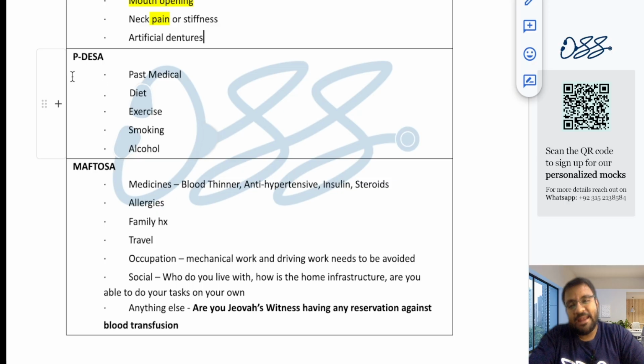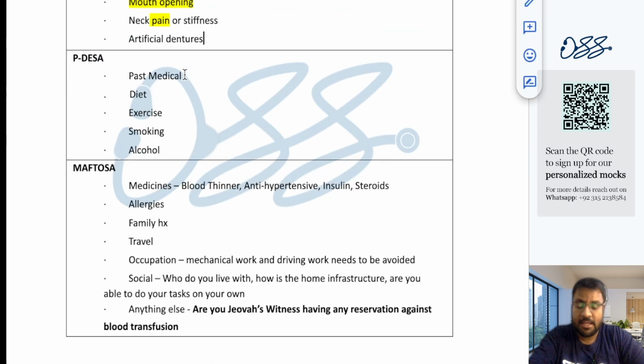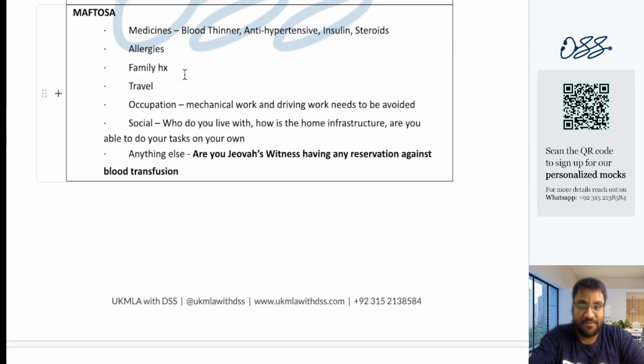Then comes the P data, like the diet, exercise, smoking and alcohol. You already know what the P data is, so I'm not going to get into a lot of details again. Now in this case, the medications become particularly important, and amongst them the most important thing is the medicines that the patient is taking. I'll tell you why later on when I discuss the pre-operative pearls with you.